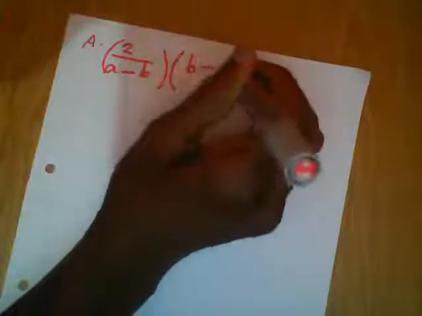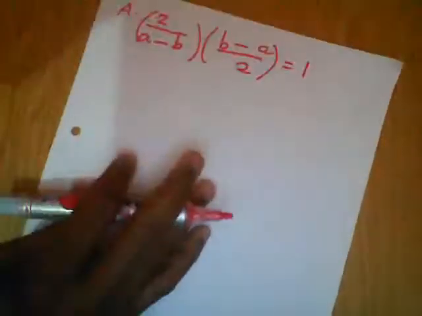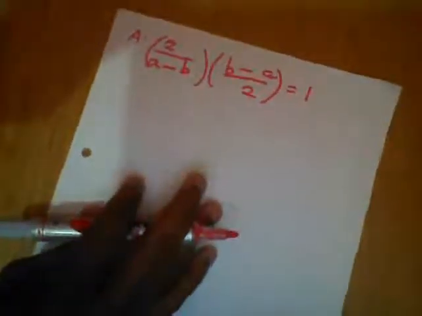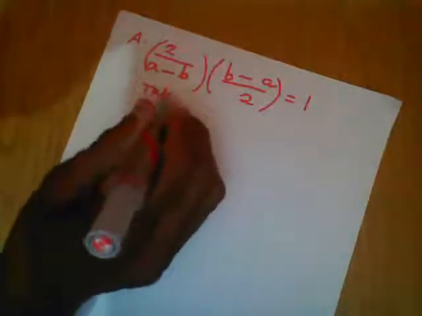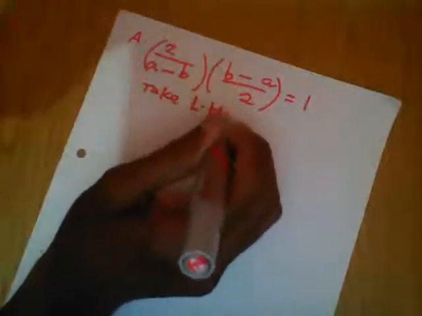So we want to check if option A is true. Option A is given: 2 over (A minus B), and then plus, over bracket, 2 over (B minus A), equal to 1. We're going to take the left hand side. If we work on the left hand side and it's equal to 1, then it's true.